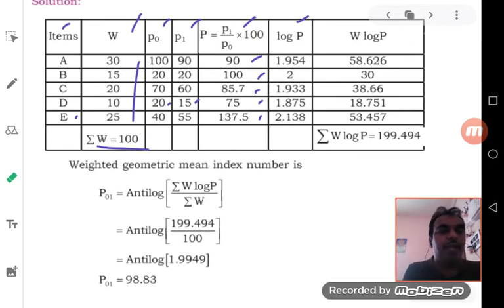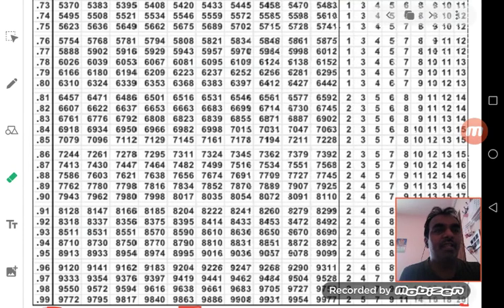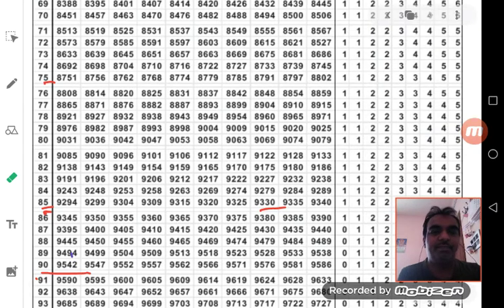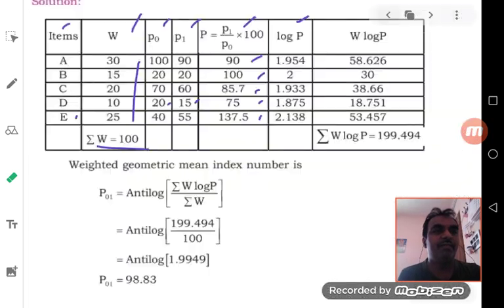You have 85.7. Before the point, how many numbers do you have? 2 numbers. Therefore, you have to take 1 point. Now for 85.7, you should go to the log table. 85 under 7. That is 85 under 7. You see 9330. So you are getting 1.933. We are taking 3 digits, so not taking the 0 is not a problem.